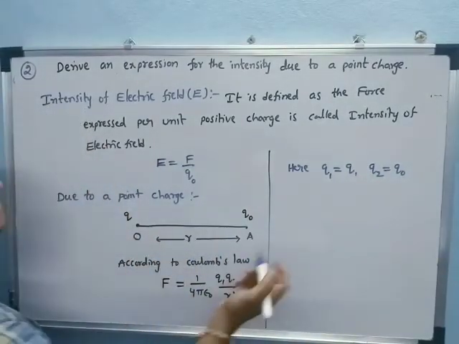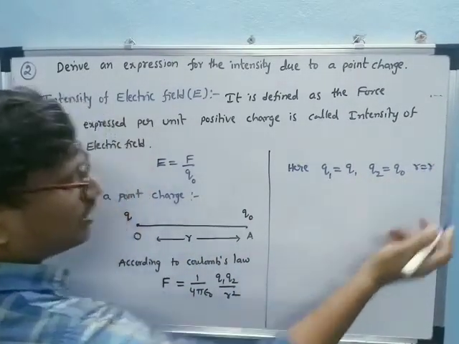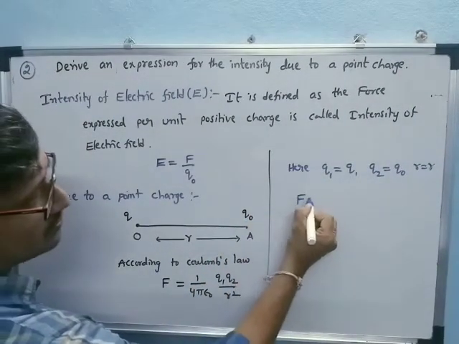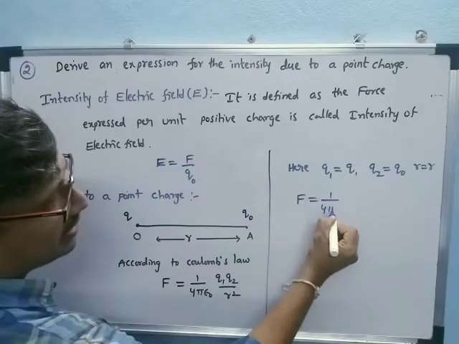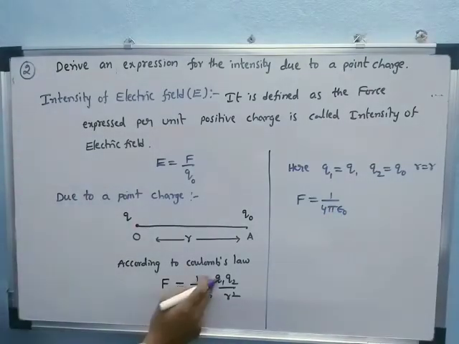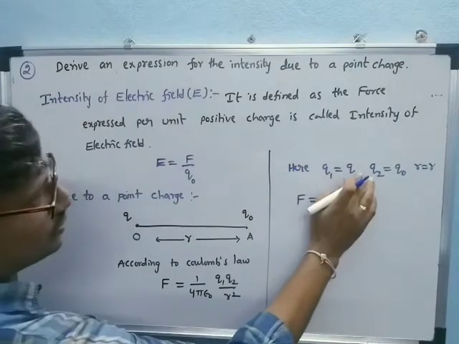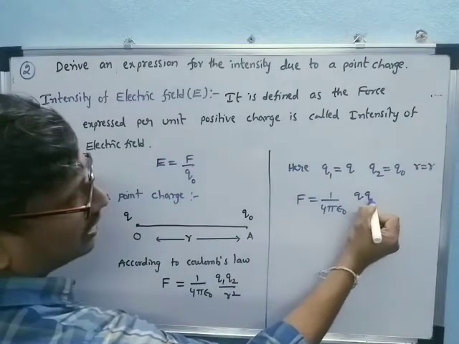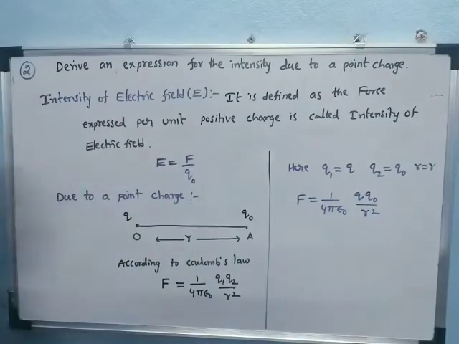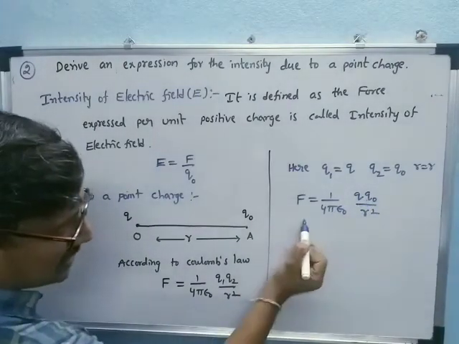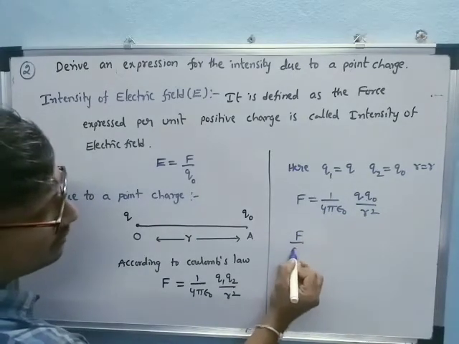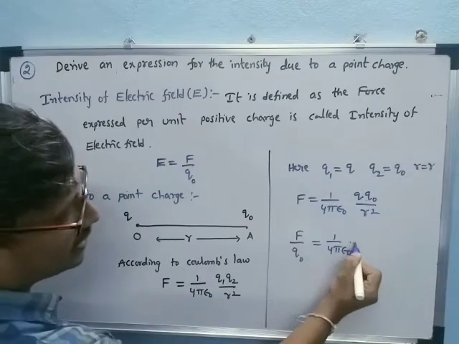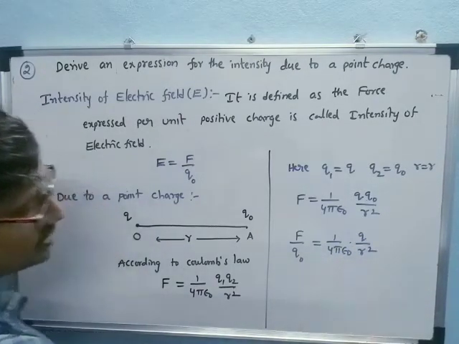And the separation of the distance, the small r, is equal to the small r. Then these two values we can substitute here. F is equal to 1 by 4 pi epsilon naught Q1. Q1 is replaced by Q, and Q2 is replaced by Q naught by r square. Now this Q naught is taken to this side, so F by Q naught is equal to 1 by 4 pi epsilon naught Q by r square.